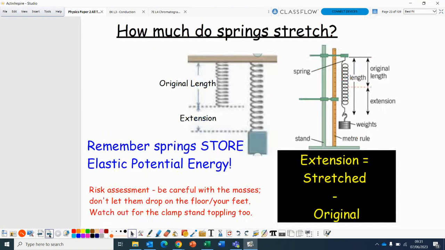Springs, this is a required practical. Make sure you know that the original length is the spring in its unstretched state using a ruler, and your extension is the extra bit. So to work out the extension, you do your stretched length, take away the original length.